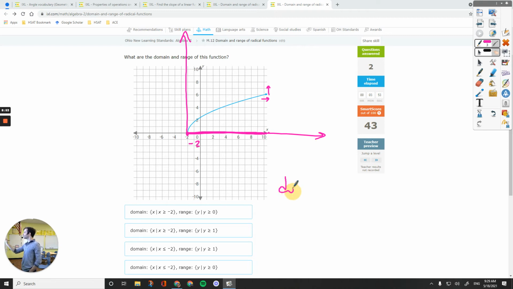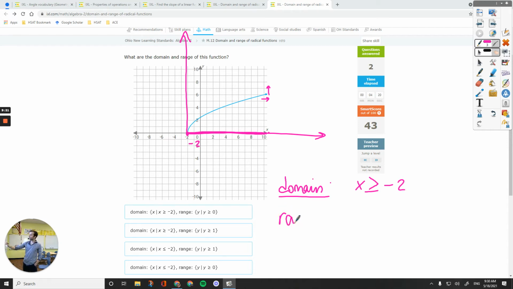So let's start with the domain. You're talking about right and left, right? This will go forever to the right. It's not going to go forever to the left. It'll stop at -2. So domain is all about the x values. It could be -2, but not any less than -2. x should be greater than or equal to -2 because that's a filled-in circle. -2 is going to be included.